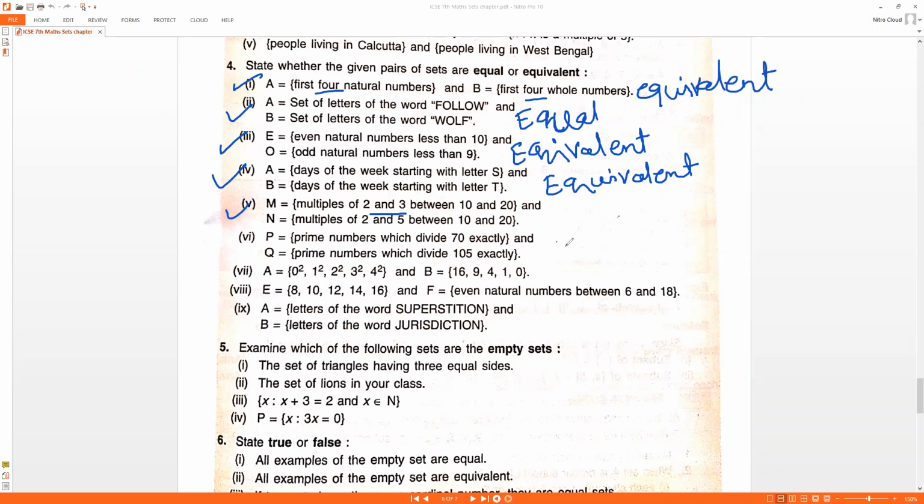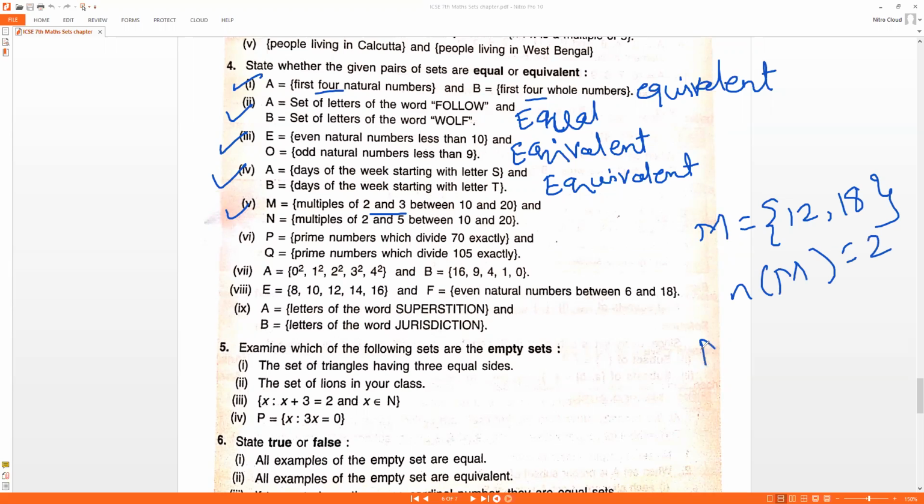2 and 3. Not 2 or 3, 2 and 3. 15 is not a multiple of 2, so it will not be counted. It is a multiple of 3, but it says and. We have done this before. It's not or. So multiples of 2 and 3 between 10 and 20: 12 and 18 are the only numbers. So n(M) is 2.